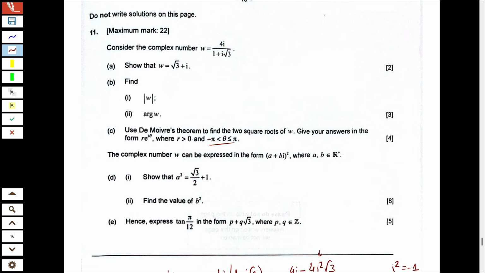The next question is the complex number w can be expressed in the form a plus bi squared, where b is a positive real number.